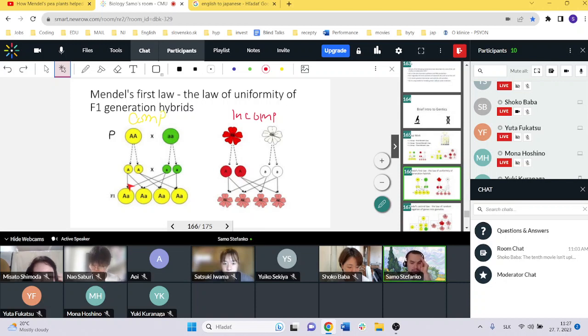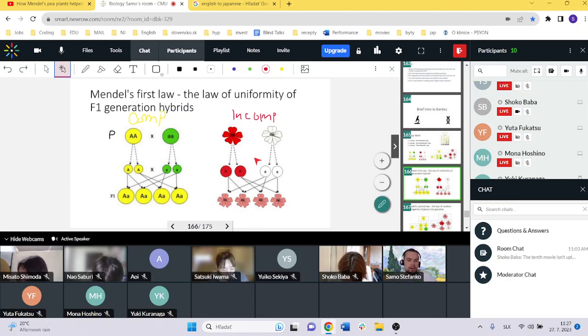In complete dominance, Mendel discovered that the dominant allele, in our case big A, will mask the presence of the recessive allele. That's why all of the offspring are yellow, okay? Because the complete dominance hides or masks the allele for the green color of the pea. However, let's now move to the right side.